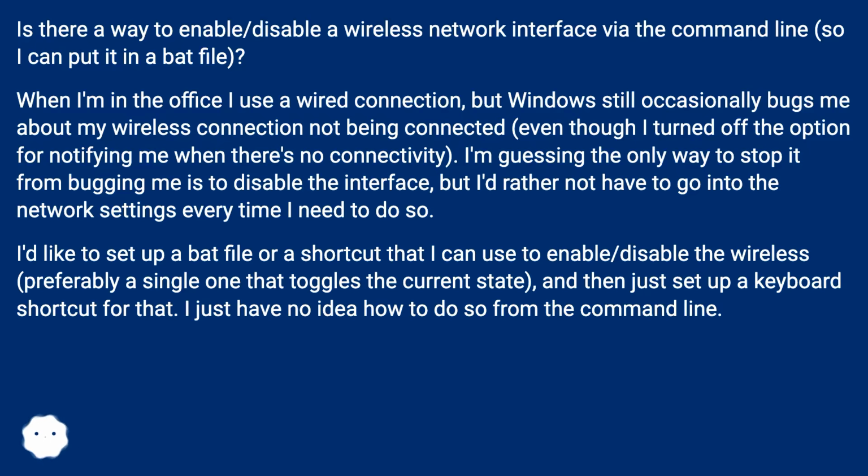I'm guessing the only way to stop it from bugging me is to disable the interface, but I'd rather not have to go into the network settings every time I need to do so. I'd like to set up a BAT file or a shortcut that I can use to enable/disable the wireless, preferably a single one that toggles the current state, and then just set up a keyboard shortcut for that. I just have no idea how to do so from the command line.